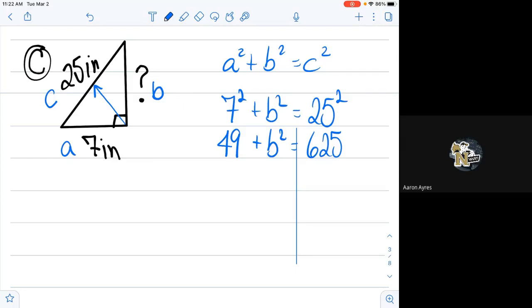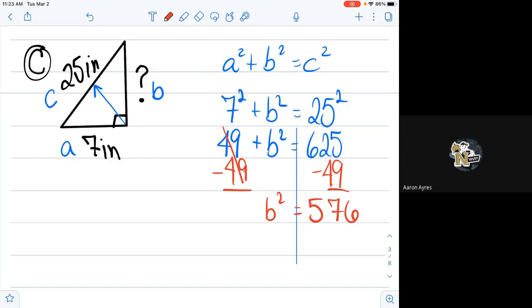Okay, back with me. Tris, did you guys talk about what you need to do? What do you need to do? Subtract what? Yes, you do. Nice job. You have to solve this for B squared. So it's time to do some algebra. You're going to subtract 49 from each side. You get B squared equals 576. Good.